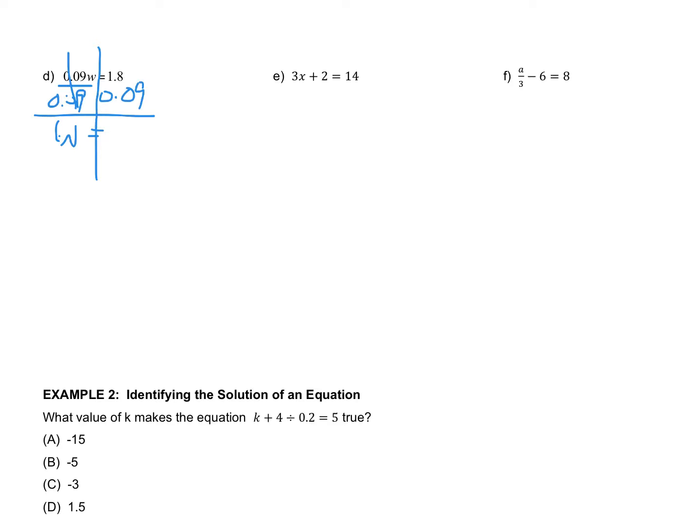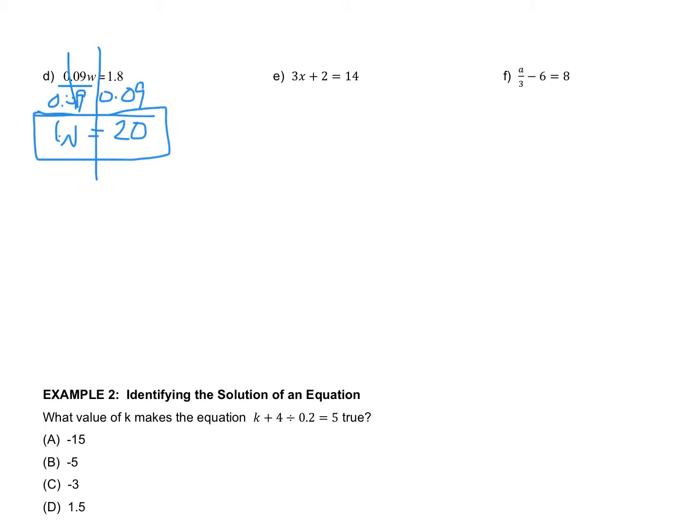1.8 divided by 0.09, got to be careful, it's not 2, it actually comes out, and certainly use a calculator for that, is 20. So again, if I was to plug in a 20 for the w, 0.09 times 20 would give me the 1.8. That would be my answer for that.